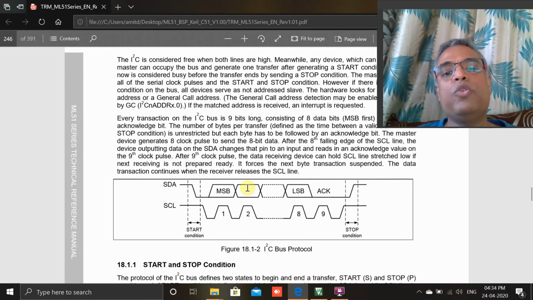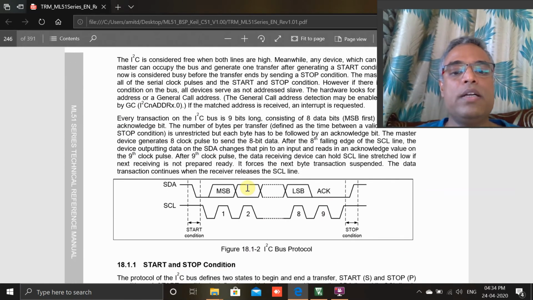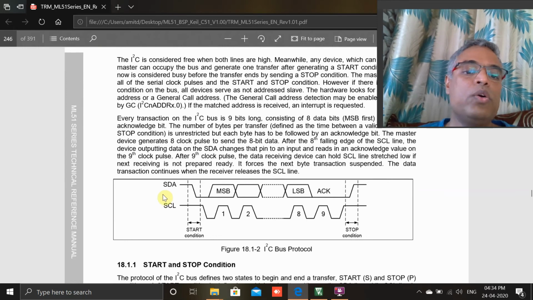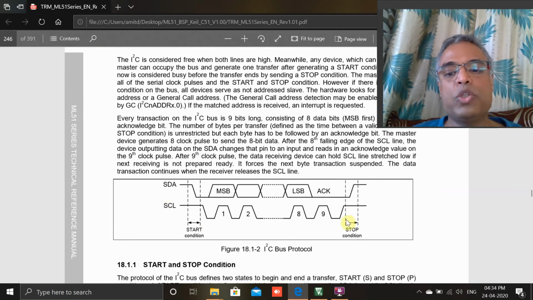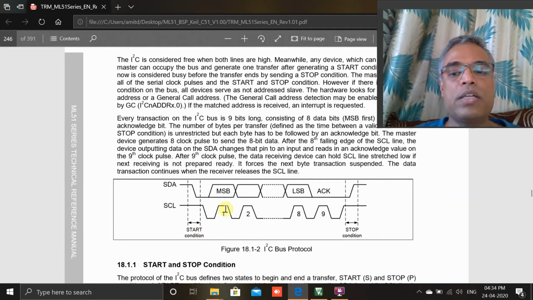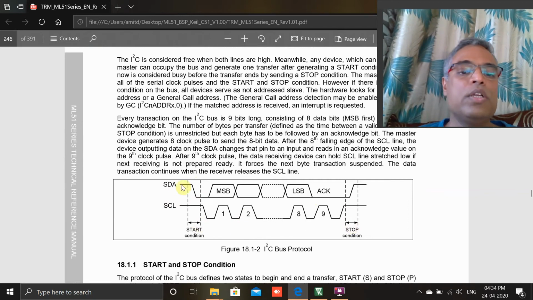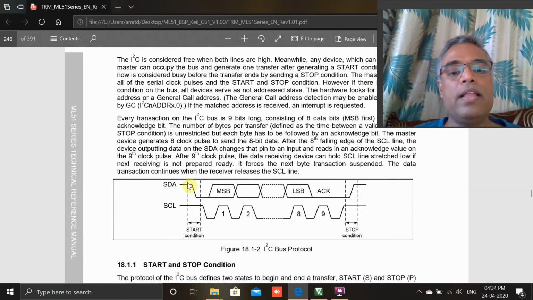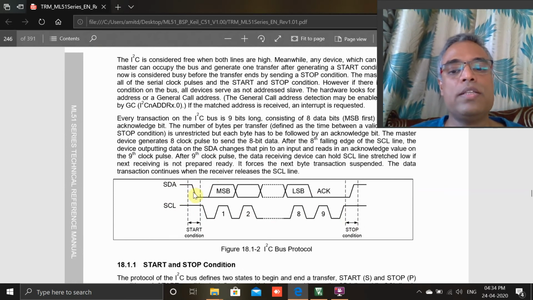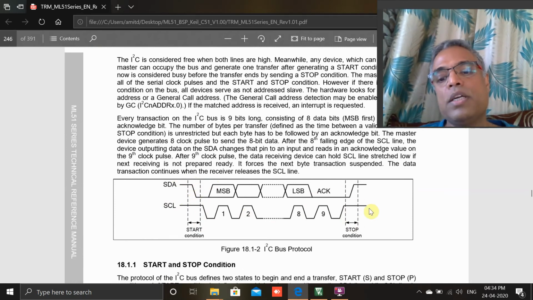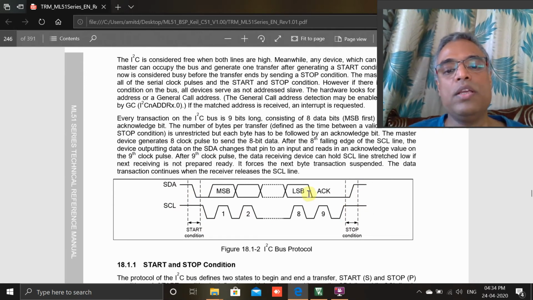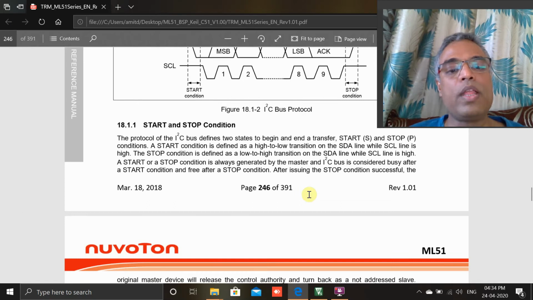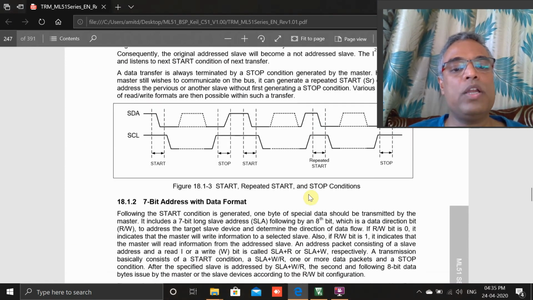Okay, so we're not going to get too much into the detail of the I2C bus. That's a topic for another day. So here we just go through the briefs. We have the start condition and a stop condition in the I2C. This is the start condition and this is the stop condition. The start condition occurs when the SCL line is high and there is a high to low transition on the SDA line. Similarly, a stop condition occurs when the SCL line is high, but a low to high transition occurs on the SDA line. So much for the high and low.